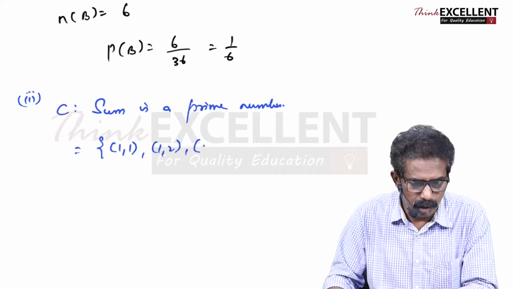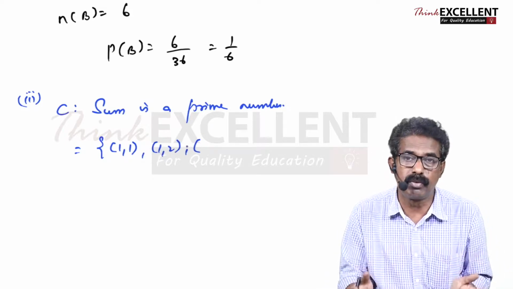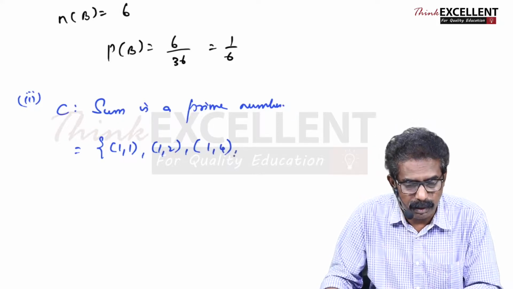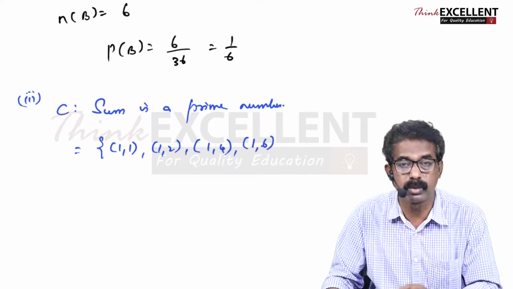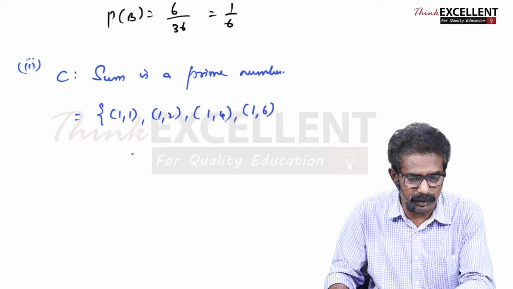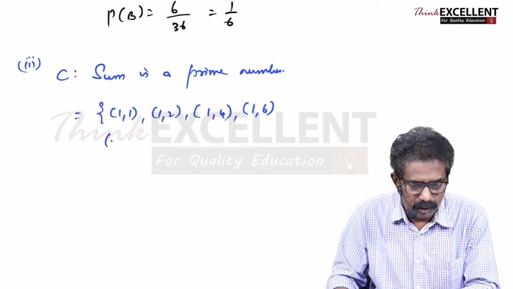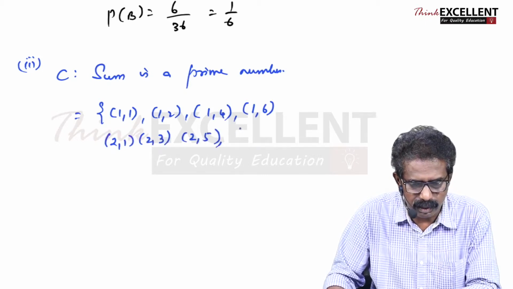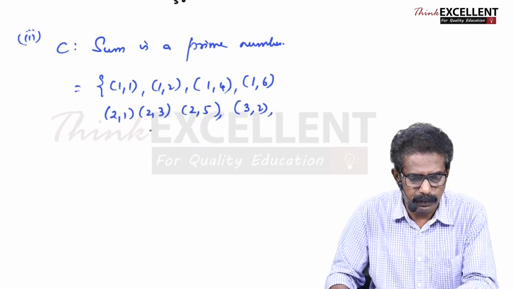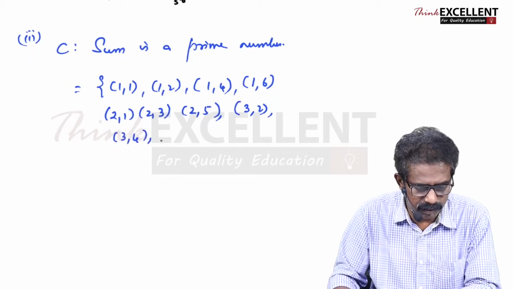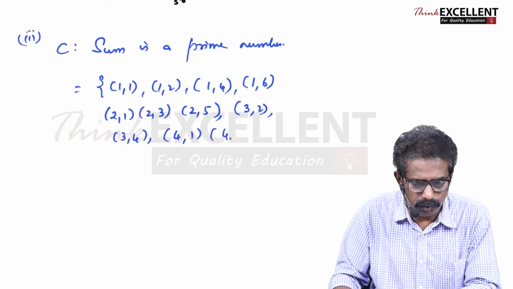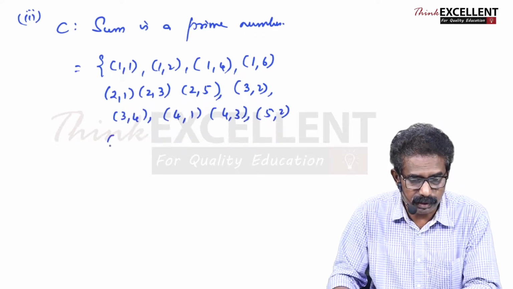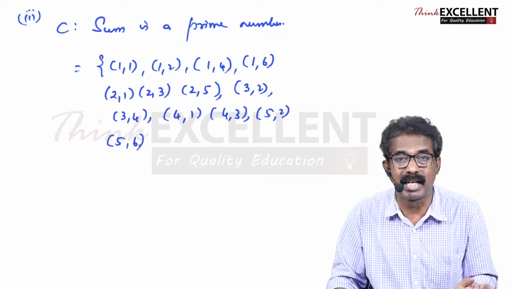Like that you have to check. 1, 3 you cannot take because 1 plus 3 is 4. It is not a prime number. But you can take 1, 4. 1 plus 4, 5. Prime number. 1, 6 you can take because 1 plus 6 is what? 7. 7 is a prime number. So 4 numbers in the first row itself. Second row 2, 1, 2, 3, 2, 5. That's all. Third row 3, 2. 3 plus 2, 5, right? Then 3, 4, 7, right? Then fourth row 4, 1, 4, 3. Fifth row 5, 2. And 5, 6 also you can write because 5 plus 6 is 11. 11 is a prime number.